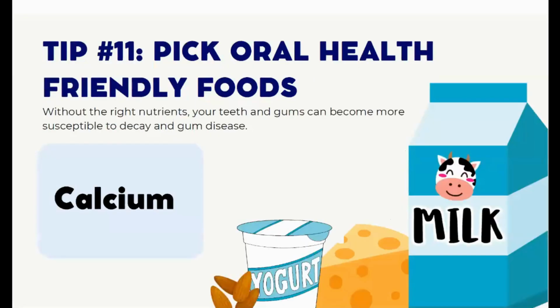And then just a little bit more in depth about friendly foods, we want to talk about the vitamins. Without the right nutrients, your teeth and gums, again, can become susceptible to decay and gum disease. So calcium is very important for us. It protects and strengthens the enamel on the outside of your teeth. Calcium is in your saliva, and it can help repair the places acid may have damaged.